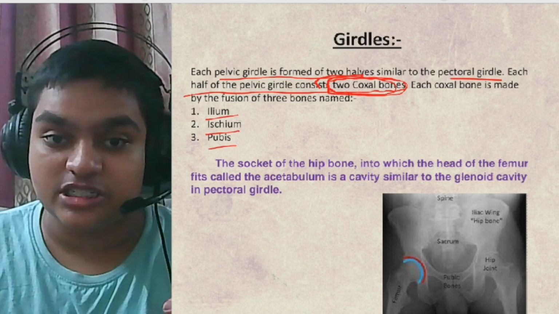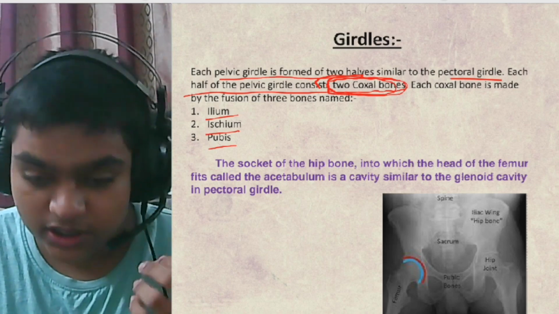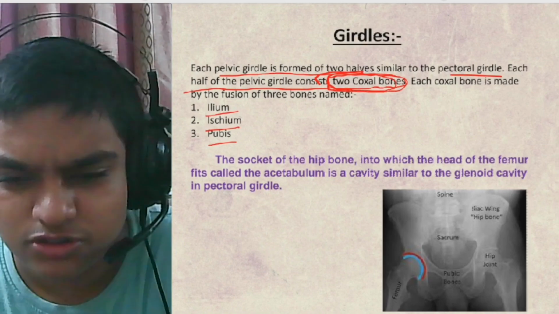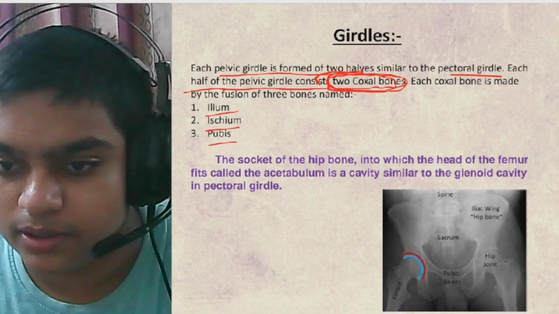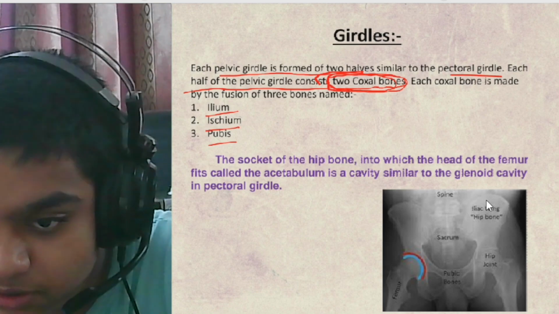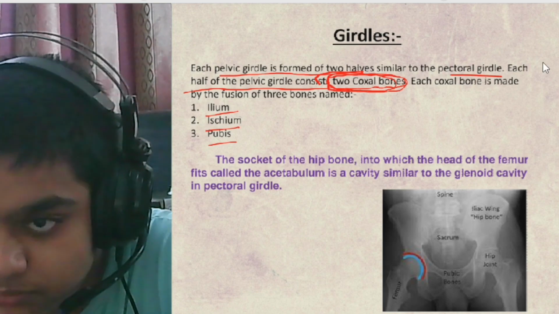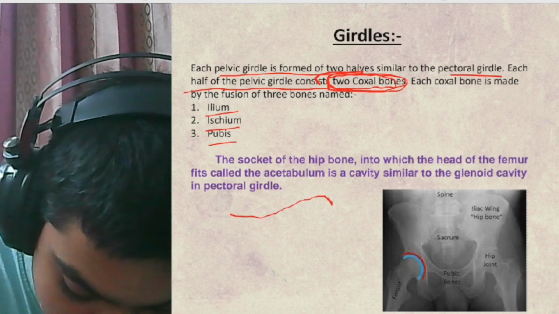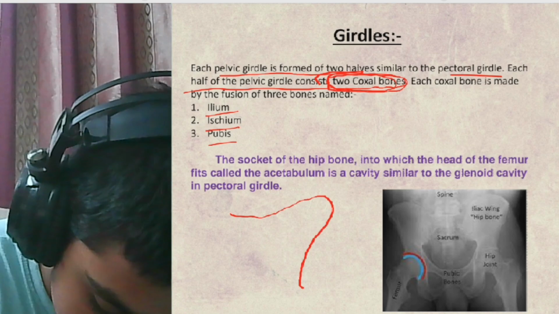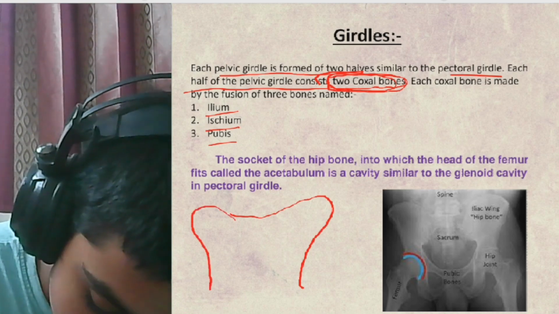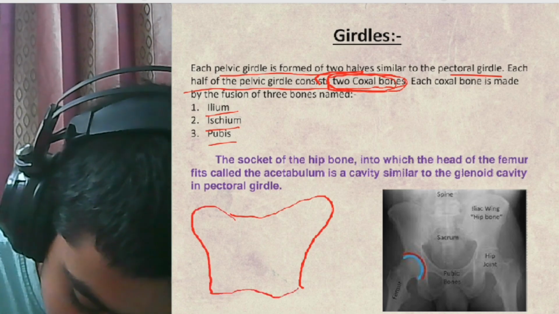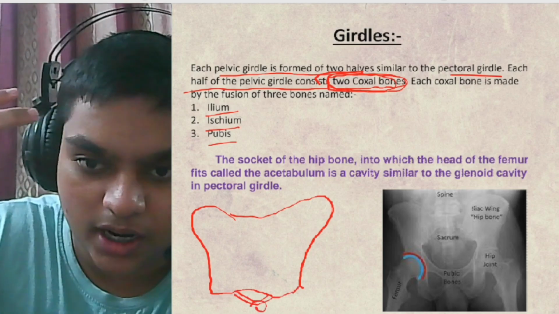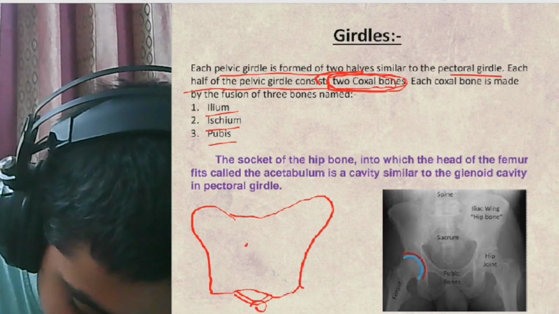They are called the ilium, ischium, and pubis. I will show you here in the diagram. One minute, let me show you with my mouse cursor. Let me try to draw this picture first. It is somewhat like this, but not exactly like this, just for our convenience.